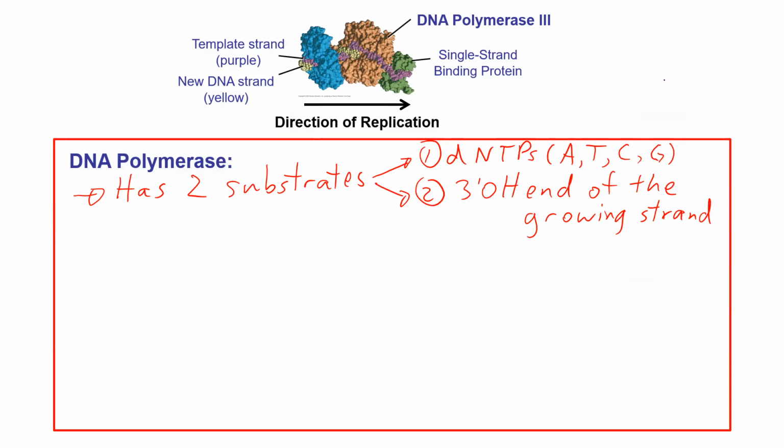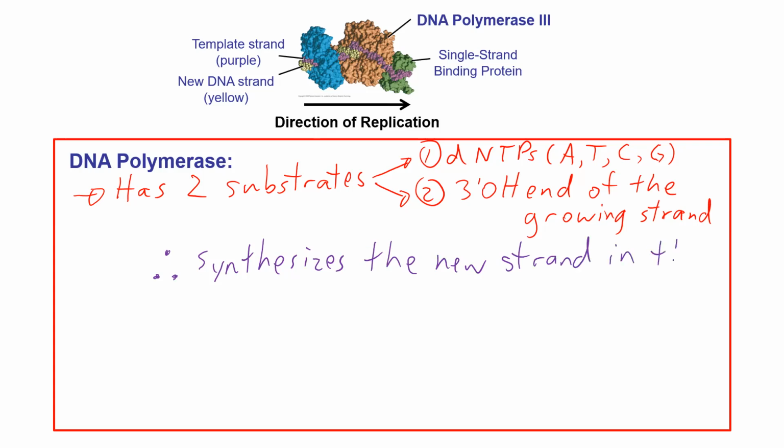Okay, so that's the first thing to know. DNA polymerase has 2 substrates, right? And so as a consequence, therefore, it synthesizes the new strand or the new DNA in the 5' to 3' direction. So like I said, you need to know that 5' to 3'.